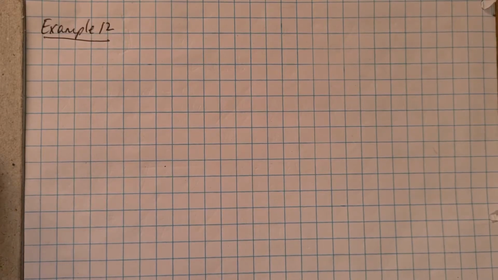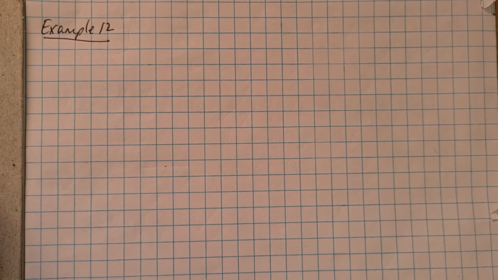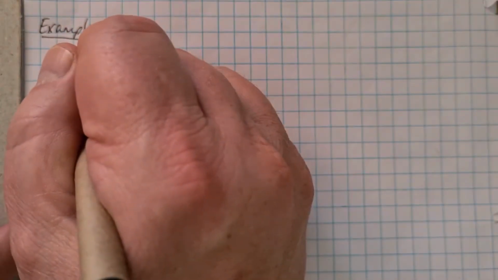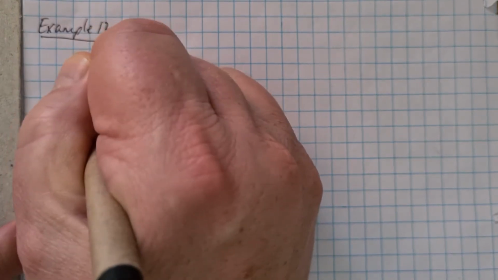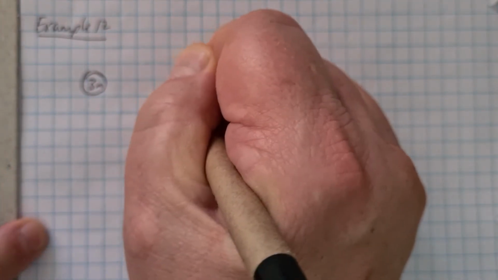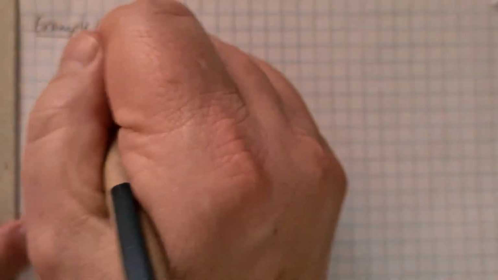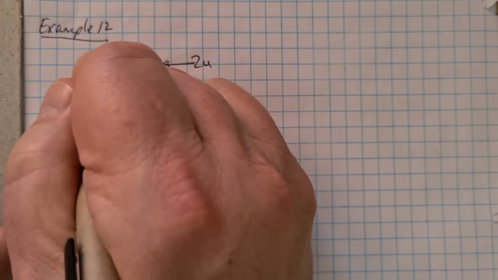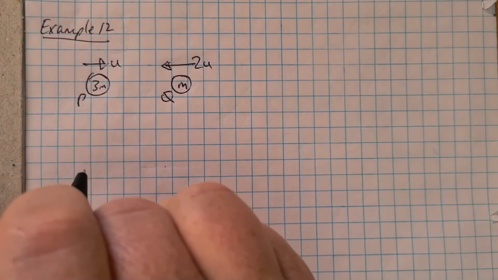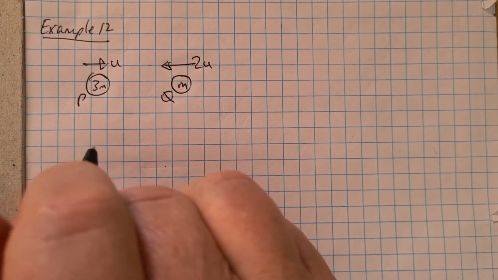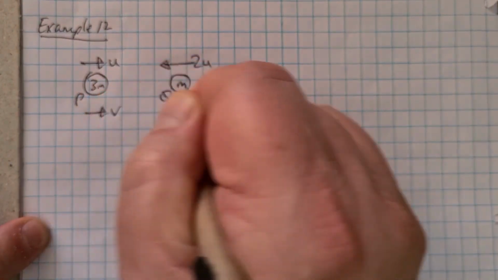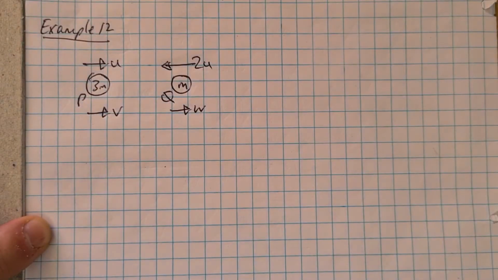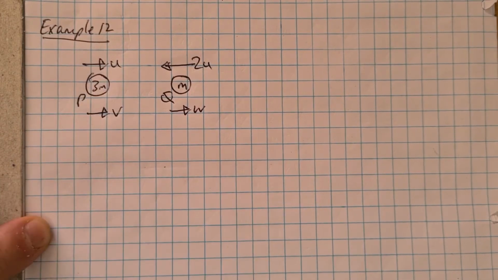Okay, moving on to example 12, we have a little bit more algebra here. Otherwise, it's the same sort of question. So in example 12, we start with particles of mass 3m and m, and we have speeds of u and 2u in the opposite direction. That's particle P and particle Q. And we're told that after the collision, the velocities of P and Q are v and w respectively, given in the direction of motion of P before the collision.